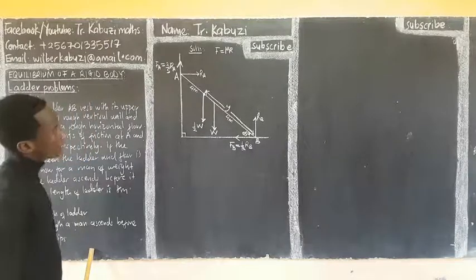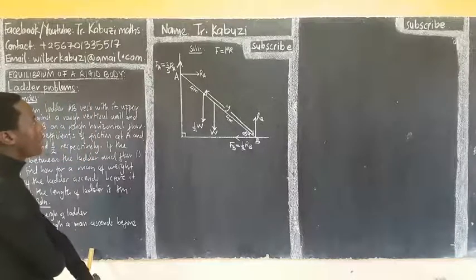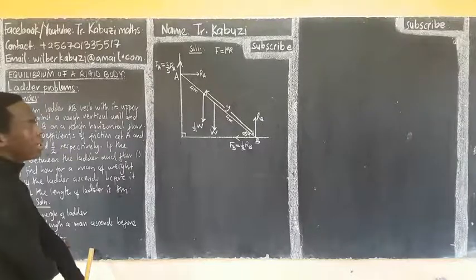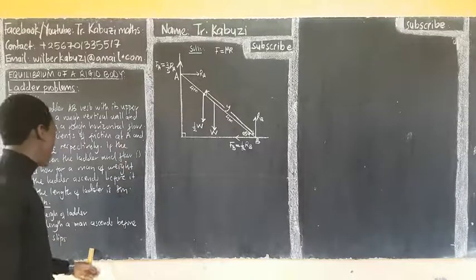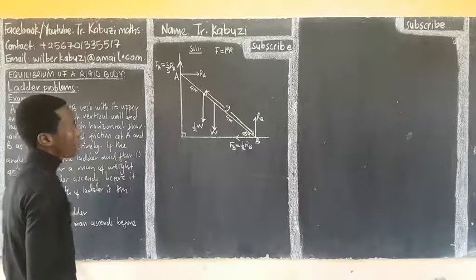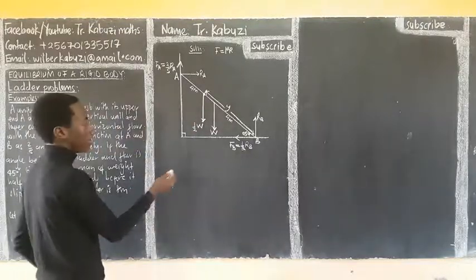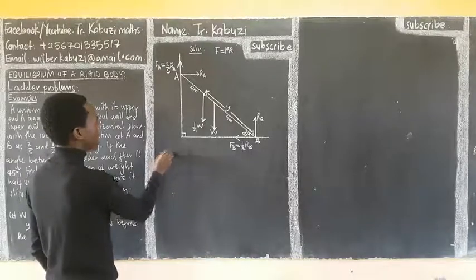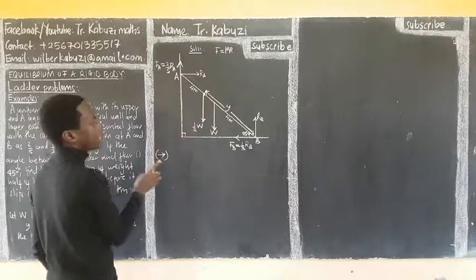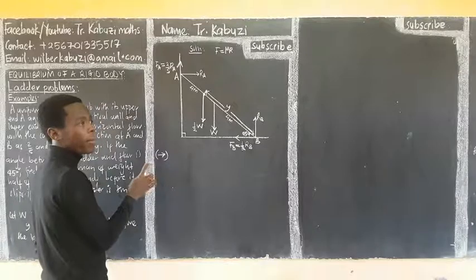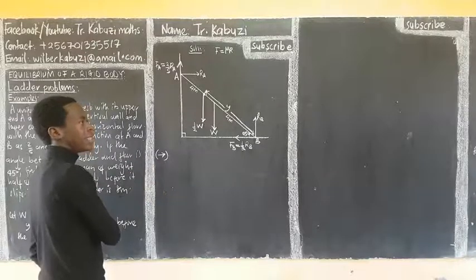Okay, now that's the diagram. We have everything there. After getting there, we start by resolving. How are we going to start? We start horizontally. We can start with the vertical resolving, no problem. So resolving horizontally, because it's about sliding, it's in limiting equilibrium, and friction is at its maximum.